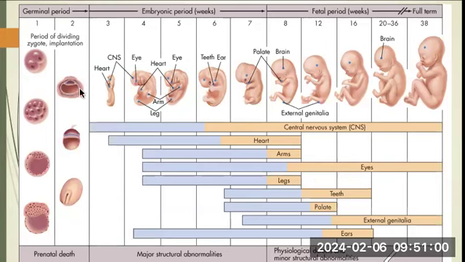So this chart shows the different organs and at what point they start to develop. It starts with the heart, central nervous system, eyes, arms, legs. And so in many situations, a doctor can tell if there is something abnormal about a baby. They can tell at what point in development the mom was exposed to something, right? Any questions about this chart?